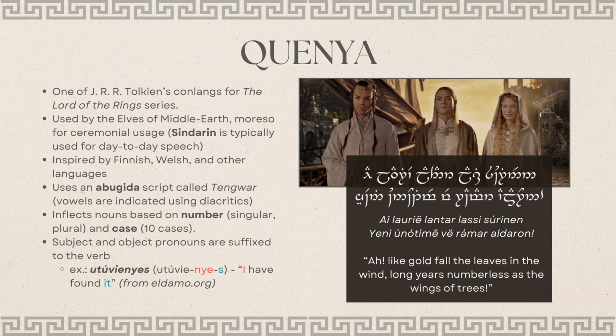Tolkien designed this conlang to inflect nouns based on numbers, so nouns change depending if they're singular or plural, may it be a suffix or maybe a vowel change. And it also changes based on case. So there's 10 cases, and we're going to talk more about cases and number on our third week, but very generally what cases are is, think of it as like the role of a noun in a sentence. And what I find cool about Quenya is that subject and object pronouns are suffixed to the verb. Take the verb utuvie, or the root utuvie, which means have found. If you attach nye and s, it becomes I have found it. I read that it's a remnant of an older form of Quenya when the sentence structure was verb, subject, object, so the subject goes after the verb. Quenya evolved, the subject nouns became uttered before the verb, the subject pronouns remained after the verb, and it became suffixes. So Tolkien did think about linguistic evolution as well.